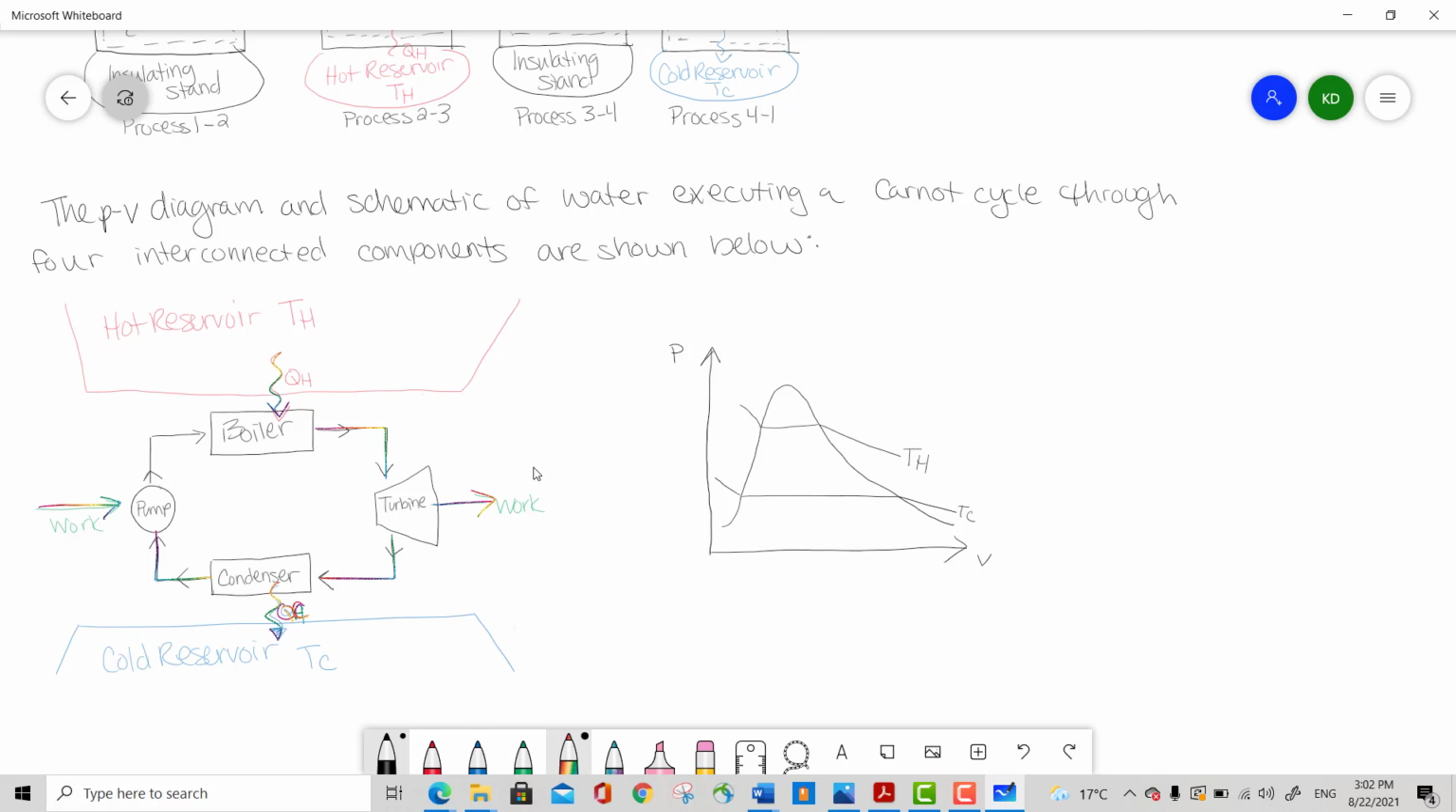Right? Because right here we still have cold. This is cold, and we're trying to get it to hot, right? We're trying to get it here, but what we have coming out is cold. So we need some more work to come into this pump to pump the cold into the boiler so that we can get it to go from cold to hot. And then it just keeps going around in the cycle.